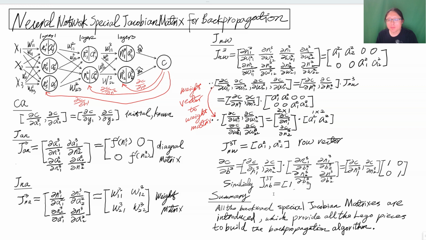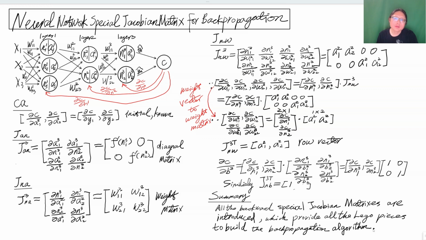So that's pretty much all about this video. Just a quick summary: we presented all the backward special Jacobian matrices. Once we have these special matrices, we can jump to any point, any layer of this network model. This provides all the Lego pieces to build the backpropagation algorithm. So that's pretty much all about the video this time.